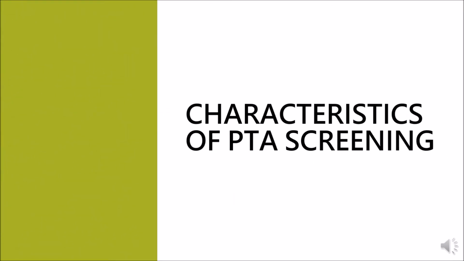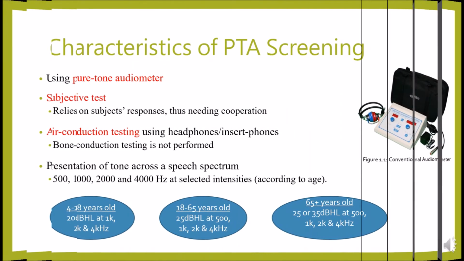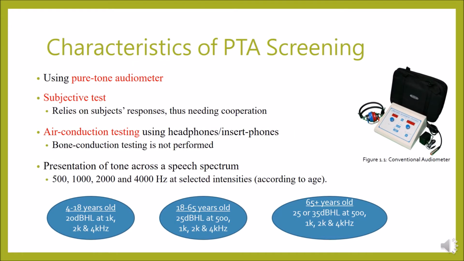Characteristics of pure tone audiometry screening. As the name suggests, pure tone audiometry screening uses a pure tone audiometer, from the simplest one to the most complex one, as long as it can test at selected frequencies and intensities. It is a subjective test, which means that the subject has to show their responses either by using toys like in play audiometry, by raising their hands, or by pressing a button. Pure tone audiometry screening also only tests the air conduction method. The bone conduction method is not performed until a proper diagnosis is needed.